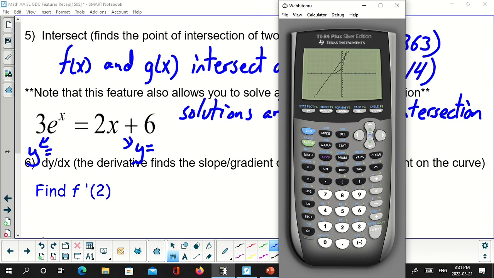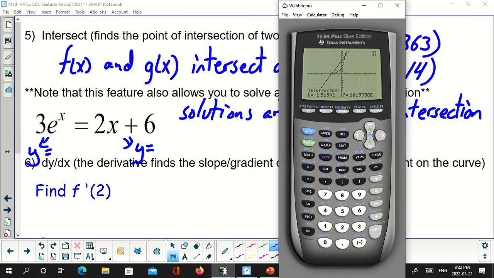I actually know that there are 2 points of intersection there. There's one that's around -3-ish, and there's one I can see more clearly at around 1. So I'm going second, trace. I'm going to choose intersect. And here's my first curve, second curve, and I'll guess. Okay, and I get -2.92.